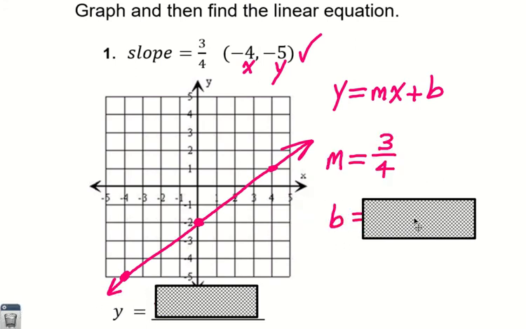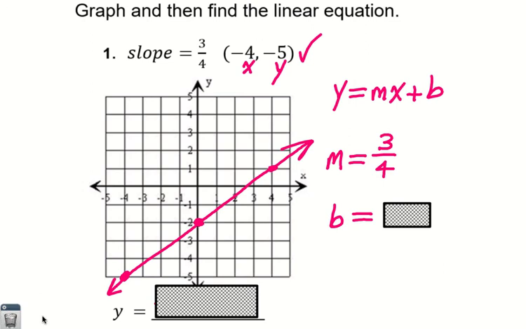So my b value is -2. I can see it right with my own eyes, right? It's right in front of me. It's crossing the y-axis at -2, so that's my b value. My m value is right here. They gave it to me, but I could easily tell if I was given a line, right?